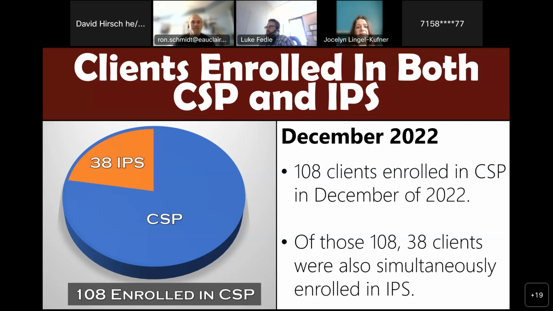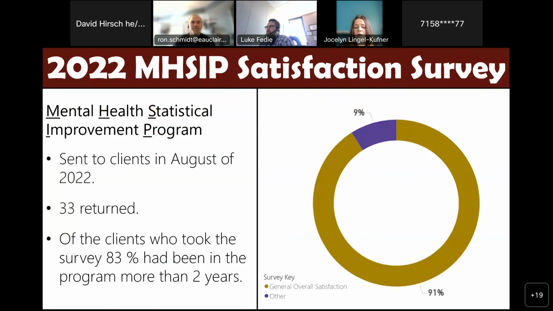And then the next slide. The state requires the CSPs to send out participant satisfaction surveys every year. In 2022, we got 33 of them returned. We sent out approximately 110. We have to send them to everybody who's currently open in CSP, as well as anyone discharged in the last 6 months. Our rate of return is not super great, which we would like to brainstorm ways to increase. The data is stored in a system so that the state can see how all the CSPs are doing with returning their data.